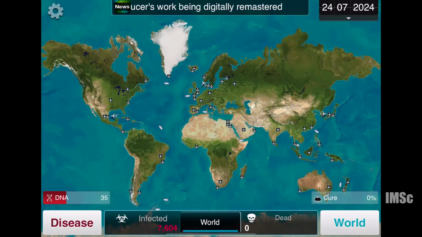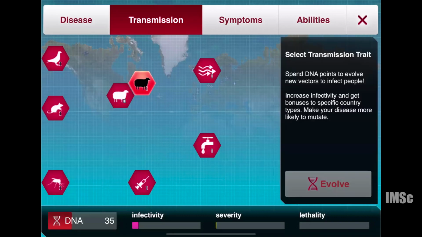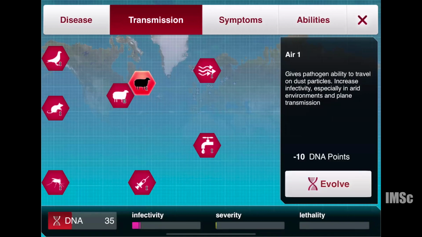Okay, so let's go to disease. So we have accumulated 35. Now we have the choice of, can you go to each one? That's the transmission trait, that's air. Gives pathogen ability to travel on dust particles, increases infectivity, especially in arid environments, and plane transmission. Okay, what's that water thing? Can you go to the water thing? Oh, okay, pathogen can survive outside the body in fresh warm water.